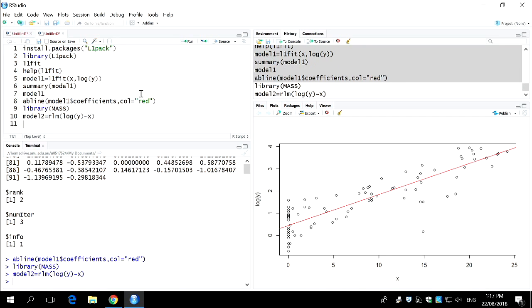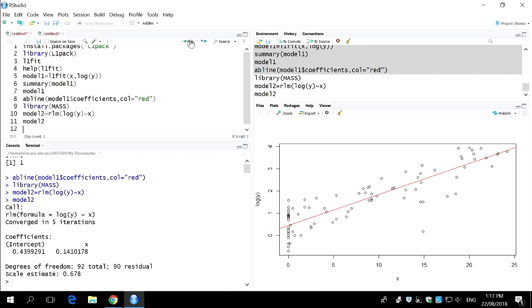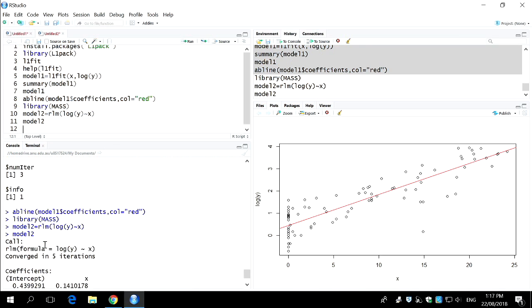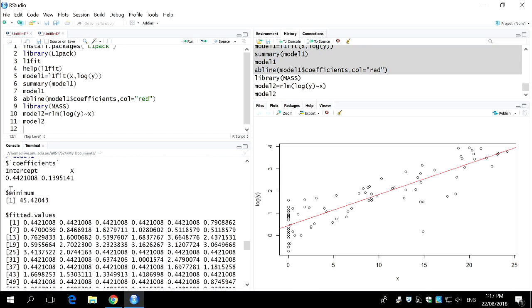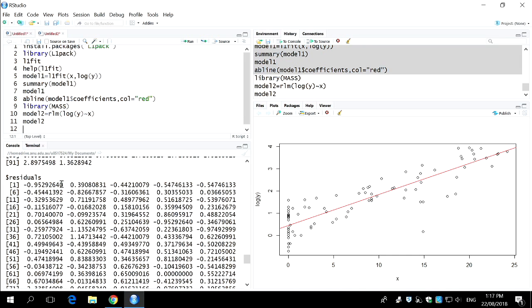So it produced an output. I can have a look at that output. If I just type model 2, it shows me the intercept was 0.4399, the slope was 0.141. And if I just scroll up just a little bit, I'll see that compares with 0.442, so it's very close, and 0.139. So out in the second decimal place, but broadly similar.